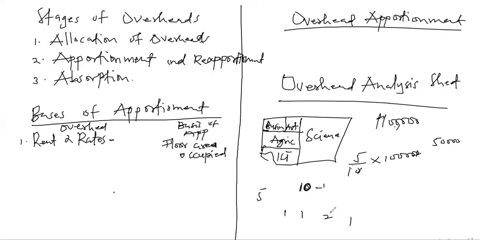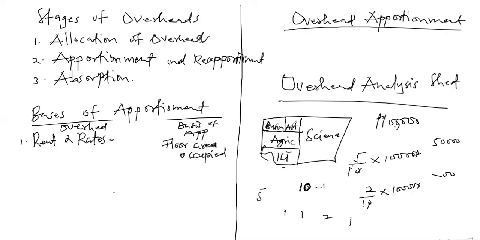Agric is occupying 2, so 2/10 times 100,000 means agric is going to pay 20,000. Then ICT is going to pay 10,000, business is going to pay 10,000, art is going to pay 10,000, making a summation of 100,000. So here the floor area is the basis for apportionment of the rent and rate.